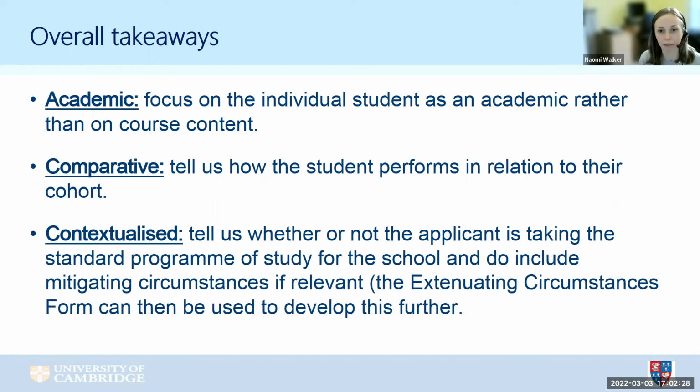That they're comparative, as it says, so tell us how the student performs in relation to their cohort, that they're top in a cohort of 250, or that they performed fifth out of a very strong cohort of 30 students. Fifth out of a very strong cohort of 30 students could be as good as first out of 250, depending on who their cohort is. So we don't really mind which it is, but we want to know how they're performing within their cohort.